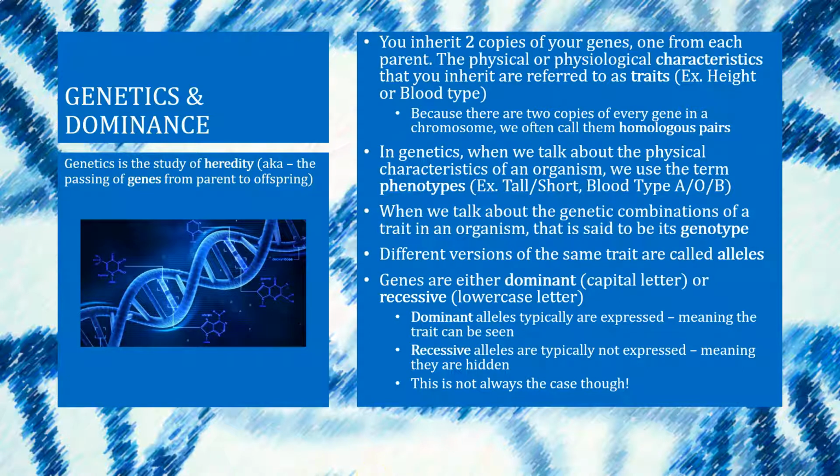In genetics, when we talk about the physical characteristics, we usually use the term phenotype. Phenotype. Okay. So anytime that you hear the word phenotype, you know that we're talking about the physical characteristic, the thing that we can see, right? For example, we can see a person who is tall versus a person who is short. When you get tested for your blood type, we can see whether you have blood type A, blood type O, blood type B, blood type AB, things like that. So things that we can actually physically see, those are your phenotypes, okay?